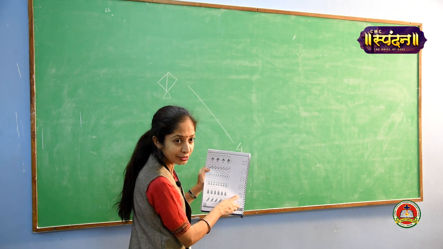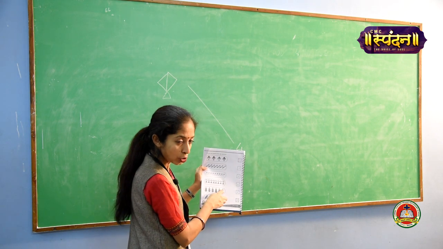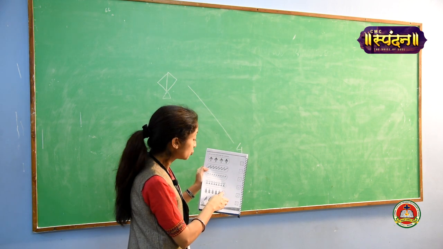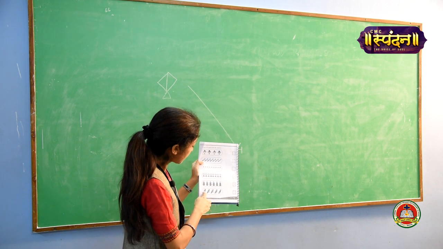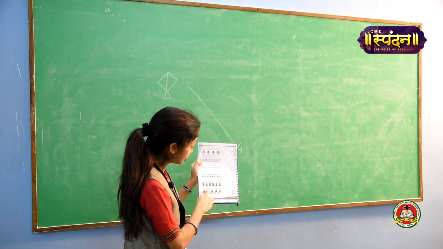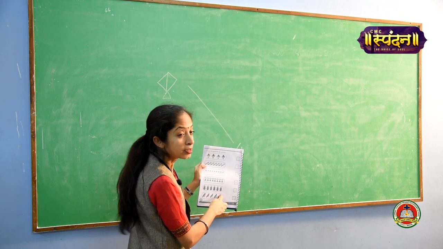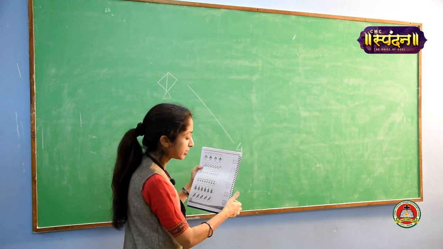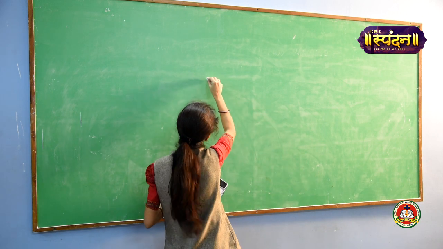Here is the number 8. Next is 1, 2, 3, 4, 5, 6. So these 6 dolls we are going to match with number 6. Now next are the birds. We'll count 1, 2, 3, 4, 5. So here we are going to match with the number 5. Done? Clear? Now we are going to start the next topic, numbers on abacus.